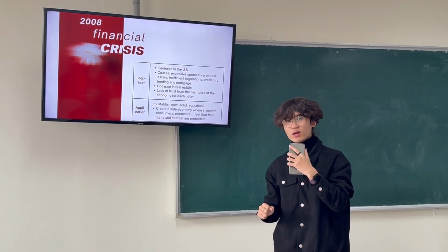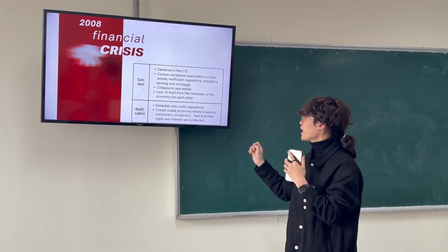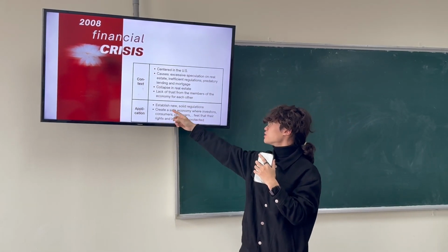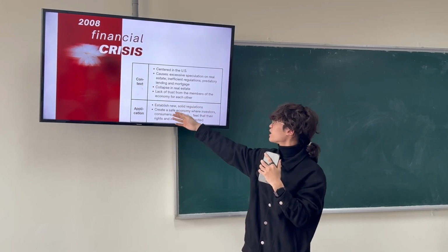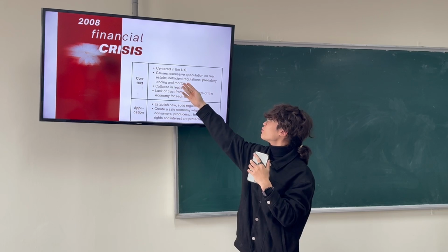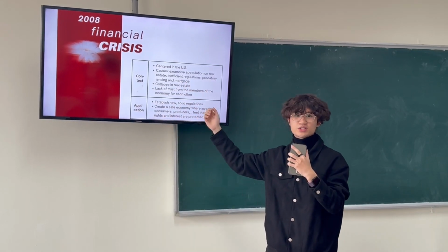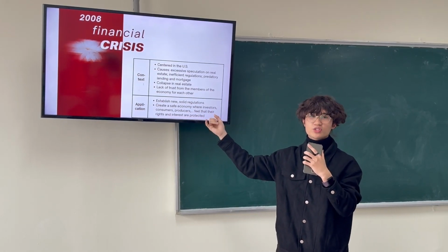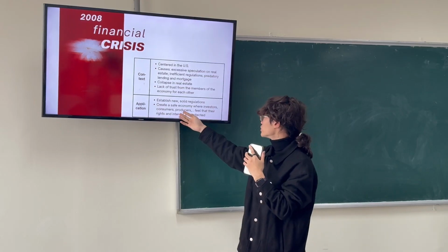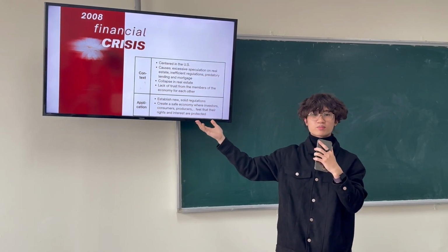So what are the only things that the government can do? First of all, establish new and solid regulations, fixing the lack of trust and the inefficient regulation from previous years. Then they can create a safe economic environment for investors, consumers, and producers to feel that their rights and interests are protected and preserved.